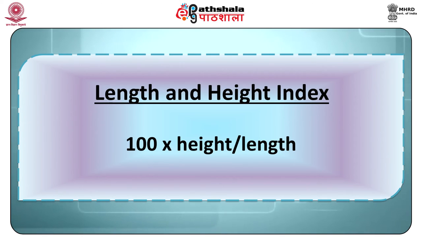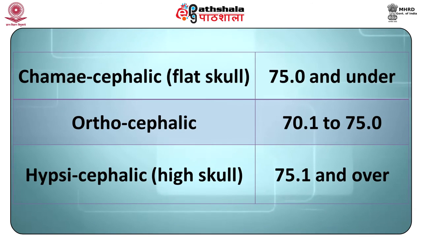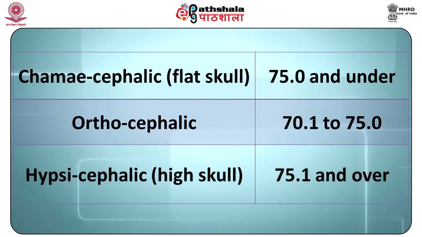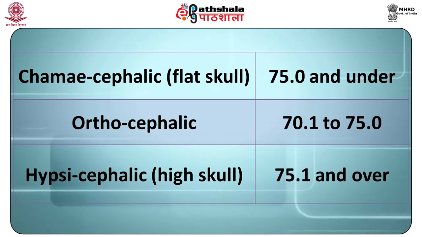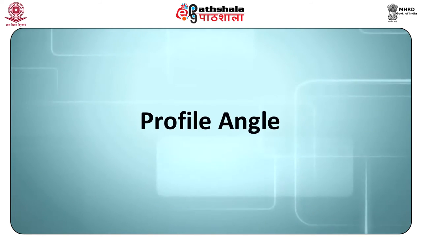Then there is a length and height index, that is again height divided by length times 100. On the basis of this, there can be three types of skull: camaecephalic, that is the flat skull, 70 and under; the orthocephalic, that is from 70.1 to 75; and the hypsicephalic, that is the high skull, that is 75.1 and over. Then there is a profile angle.